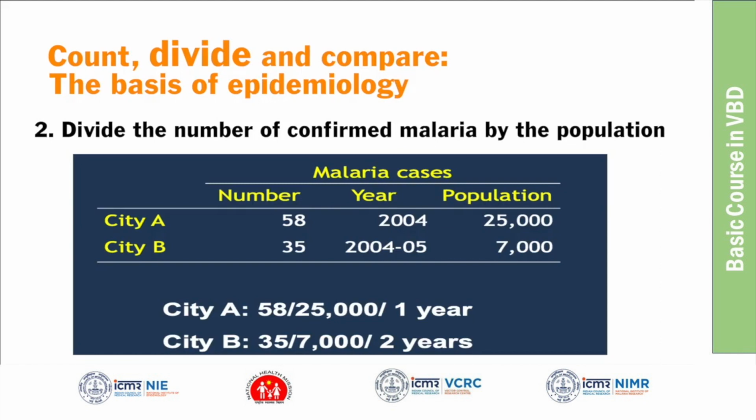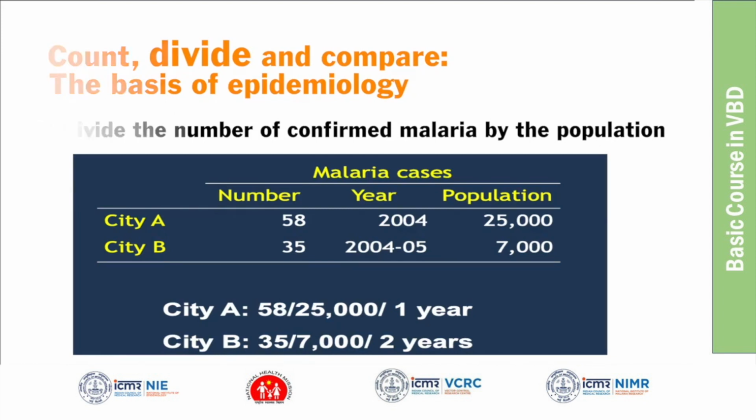Therefore, having found the denominator, our job must be to divide. When we say divide, we divide the numerator, which is the number of cases reported, by the total population for that particular city or setting or place. So what we find here is city A has 58 per 25,000 per year, and city B has 35 per 7,000 for 2 years. The next step is crucial.